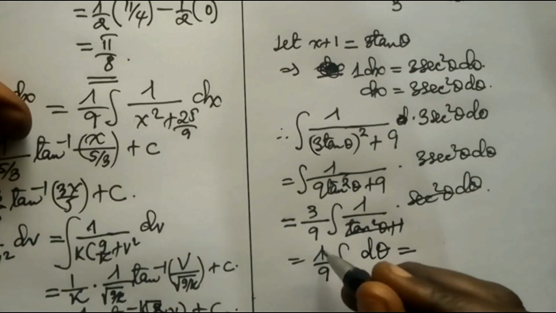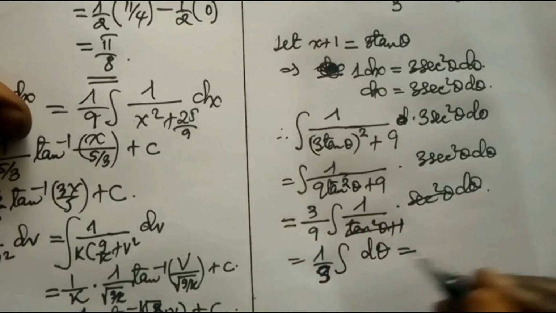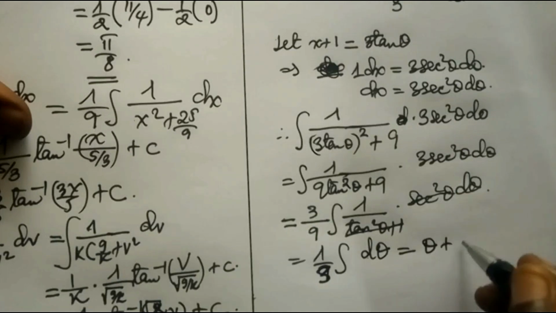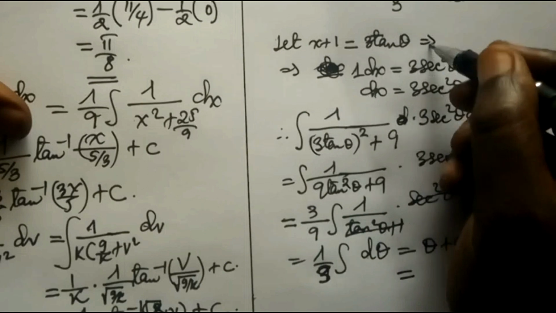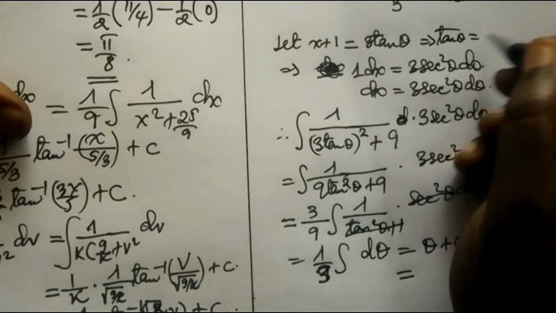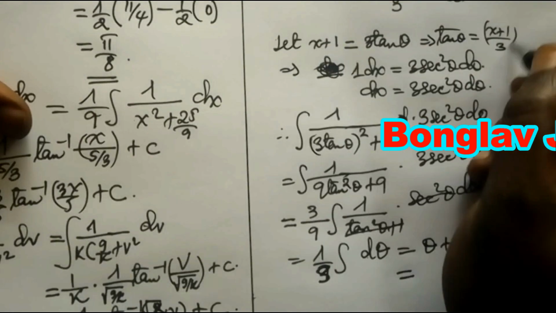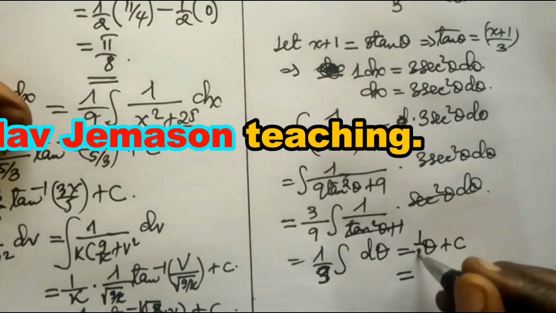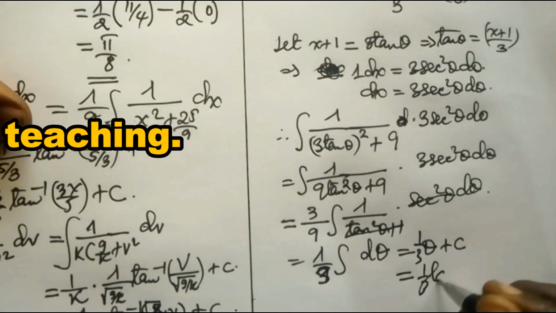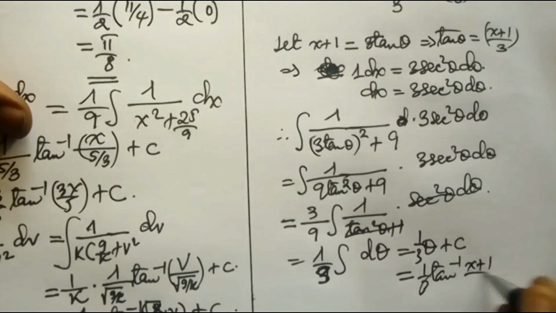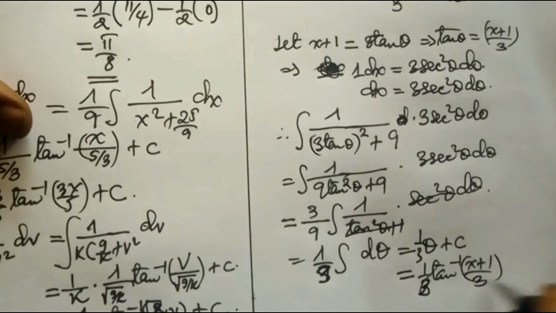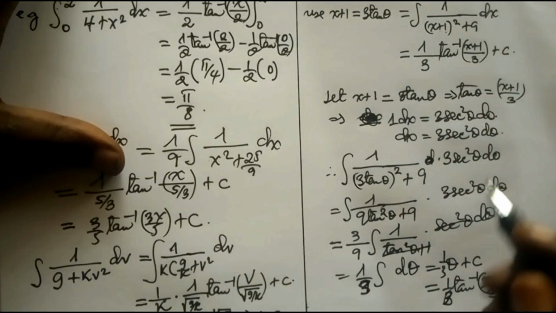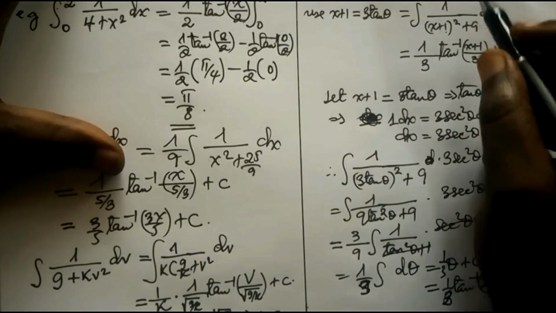This is supposed to be 1 all over 3, sorry. Integral of d theta, which is simply theta plus the constant of integration. And from up there, tan theta is supposed to be x plus 1 all over 3. So that theta will be tan inverse of that. So we can see that this will be 1/3 theta plus c, which is 1/3 tan inverse of x plus 1 all over 3. The same result that we obtained by using the standard formula directly. So know that the standard formula is useful in these cases.